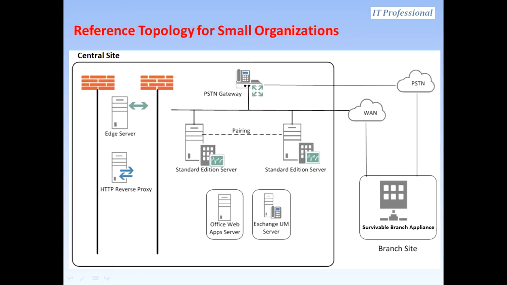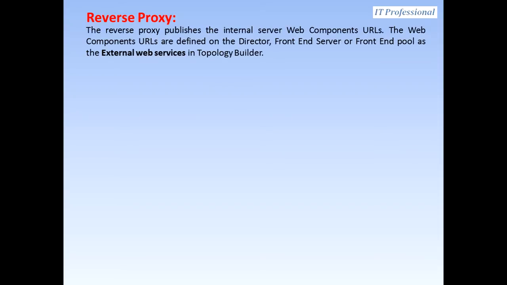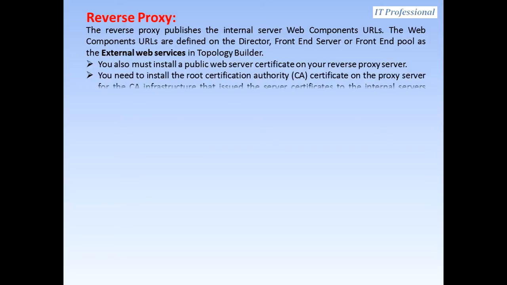Edge server and the HTTP reverse proxy, those two sit in the perimeter network, or DMZ, for security. What is the reverse proxy? The reverse proxy publishes the internal server web components URLs. The web components URLs are defined on the director, front-end server or front-end pool as the external web services in Topology Builder. You also must install a public web server certificate on your reverse proxy server.